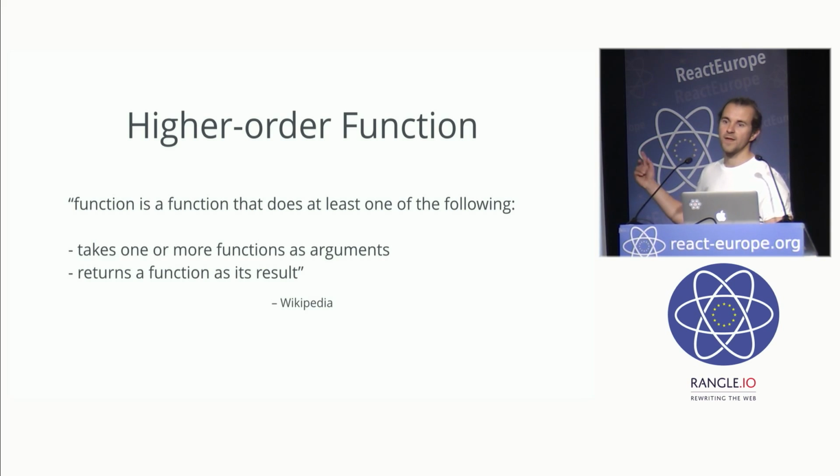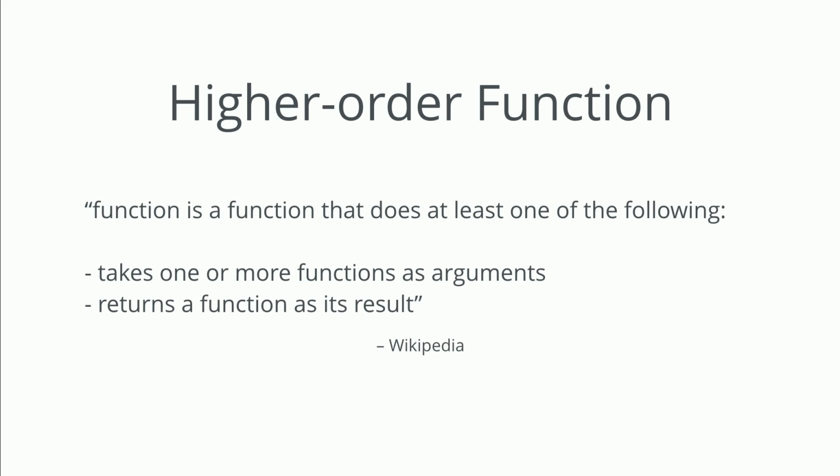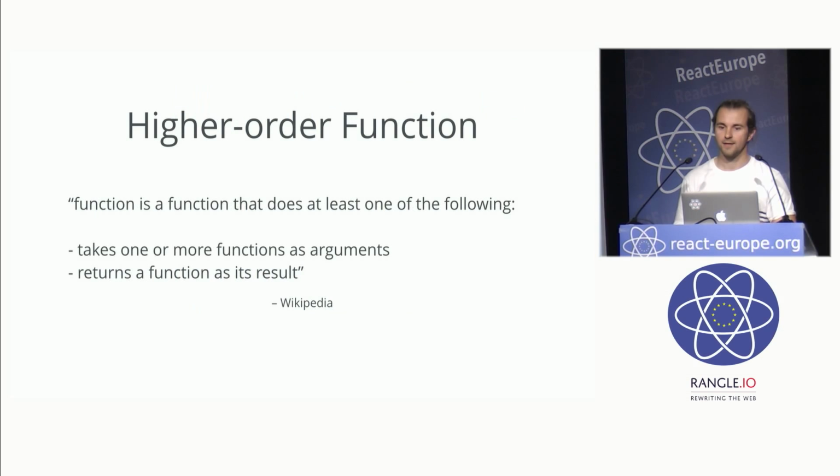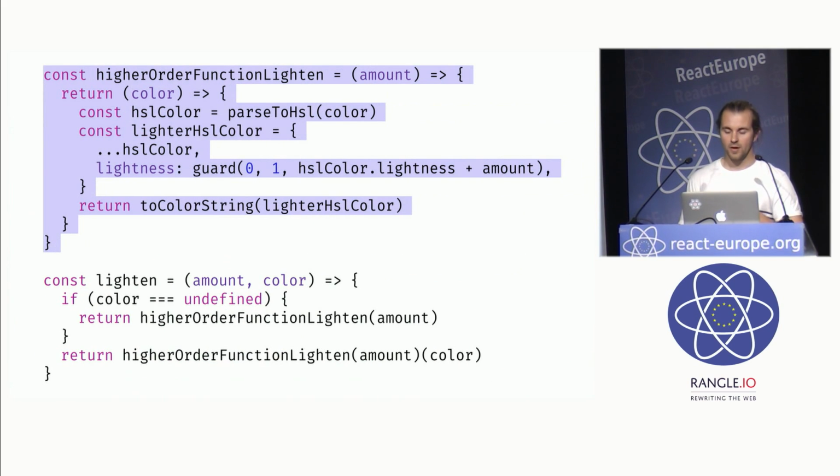That's cool. One thing that we also learned on the way is higher order functions. So if you're one of the few people that haven't written a higher order function, by definition it is a function that does at least one of the following: takes one or more functions as arguments, or returns a function as its result. And if you think back about the example that we did manually, when you apply this, this is actually a higher order function. It gets the amount and returns a function that takes just the color to apply it.